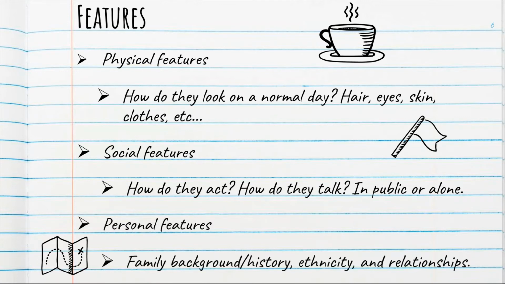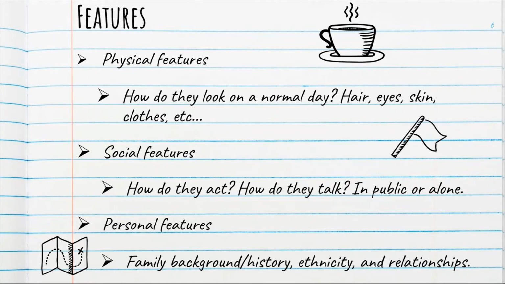What I mean by this is their character's family background, their history, their ethnicity, and their relationships. So this is kind of a catch-all for their background, what kind of life they are living at the time of your story, and more or less where they come from and who they are, as far as things like race, nationality, citizenship, things like that.